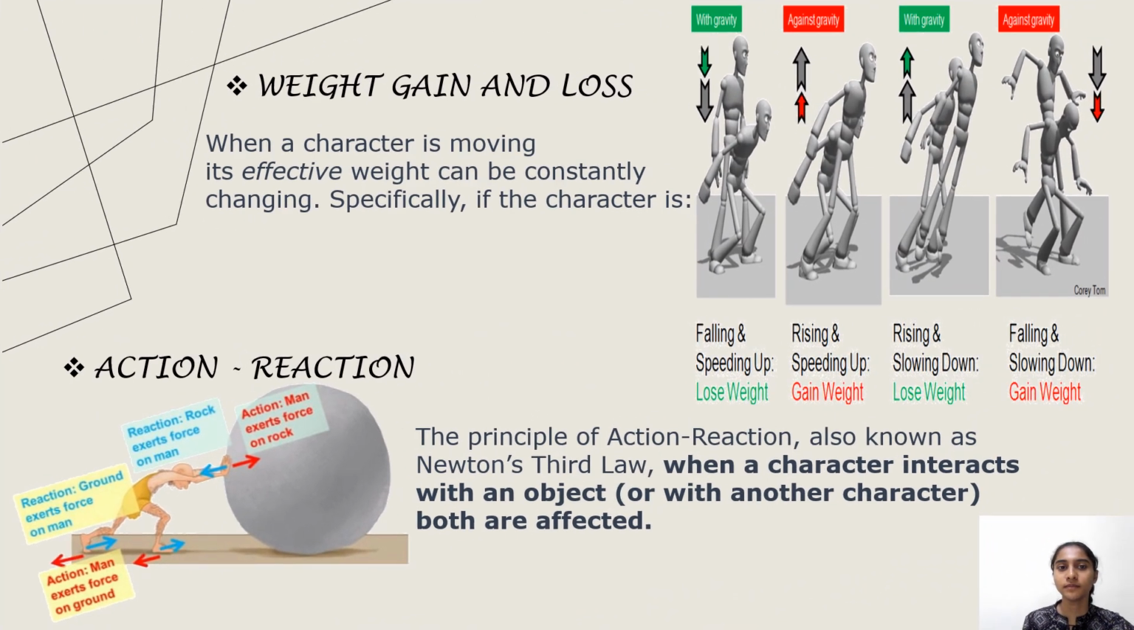So the next principle is weight gain and loss. When a character is moving, its effective weight can be constantly changing. Specifically, if the character is moving upward and gaining speed, it gains weight. If the character is moving upward and losing speed, then it loses weight. If the character is moving downward and gaining speed, then it loses weight. And the last one is if the character is moving downward and losing speed, then it gains weight.